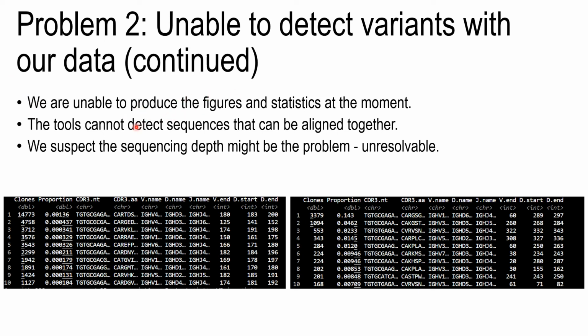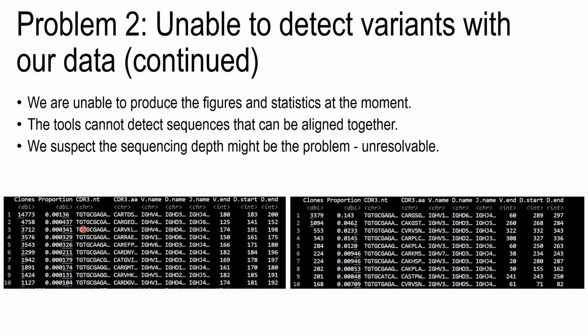What's happening is that the tool cannot detect sequences that can be aligned together. The tool uses Clustal Omega in order to align the cluster of sequences together, but it cannot detect anything. And we suspect the sequencing depth might be the problem, and this is unresolvable since we already have the data and we cannot produce any more data.